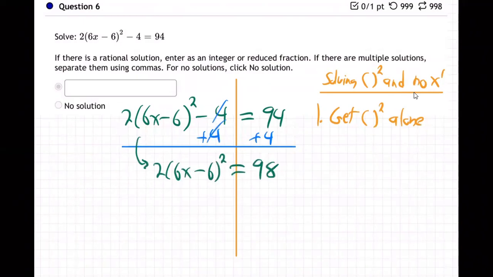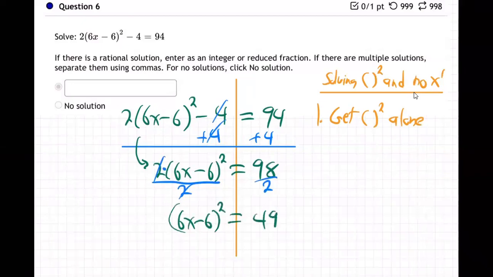Okay, now the parentheses squared is not quite alone. One more step. Divide by the 2, right? Because that 2 is right next to the parentheses, so it's multiplied. We get rid of it by dividing. And that gives us 6x minus 6 squared. And this is what, 49? We get to there. All right, so we good to there.